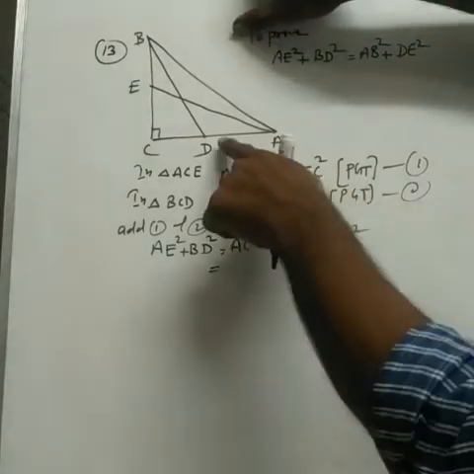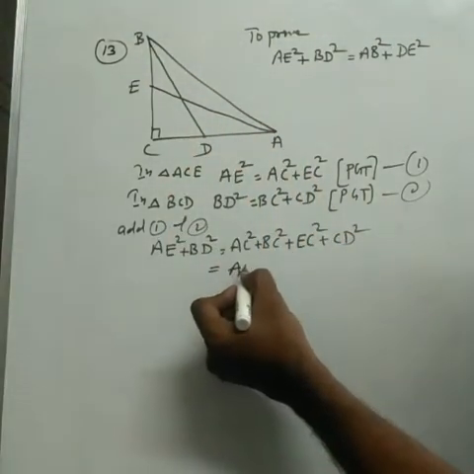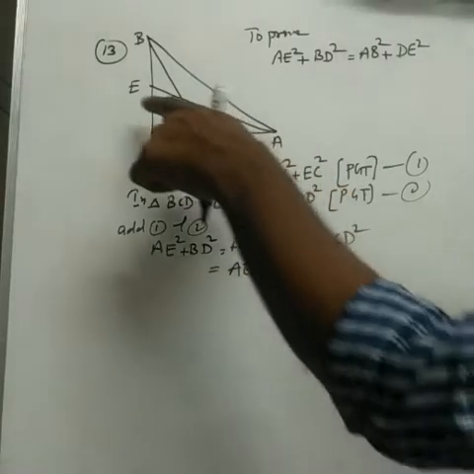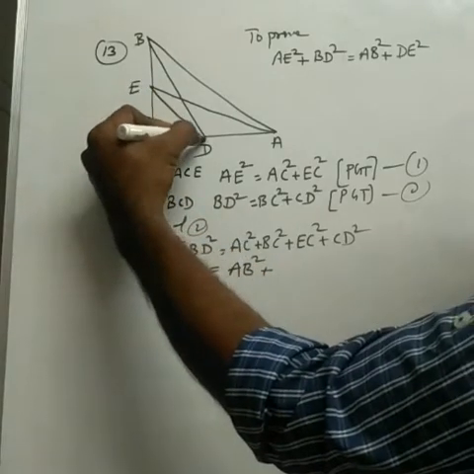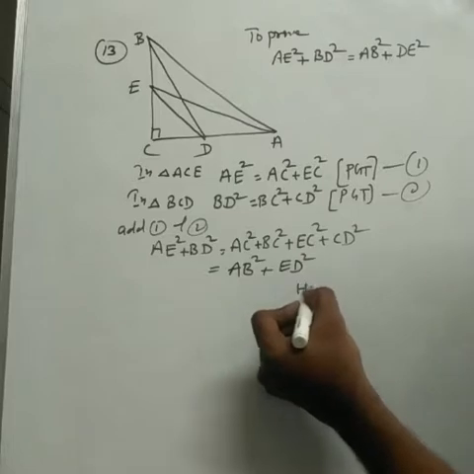AC square plus BC square is AB square. So here it is AB square. EC square plus CD square is, in triangle ECD, it will be ED square. Hence proved.